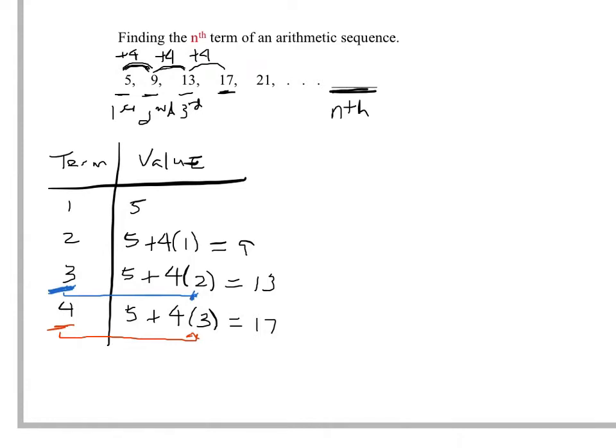Okay, so now we're going to go very abstract. What if I'm looking for the nth term? I haven't given it a number. It's just n, it can be anything. So we continue with that pattern. We start at the first term, 5. Then we add 4. How many times? Well, the pattern is this number minus 1. So it's n minus 1. That's how you calculate the nth term.